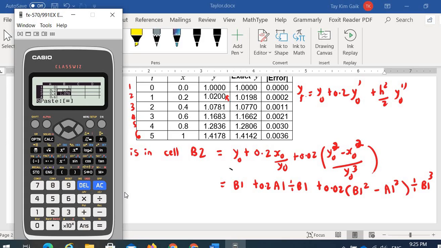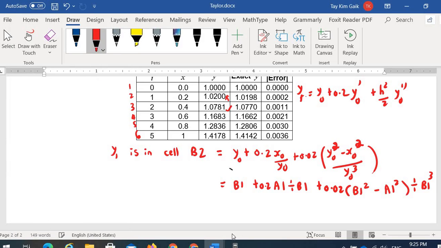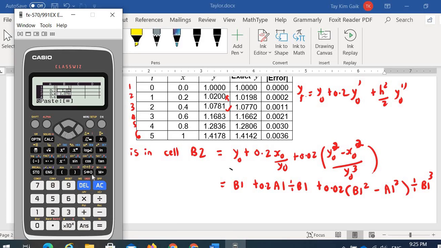So you get 1.0781. Go down, paste it: 1.1682. Go down, paste it: 1.2835.